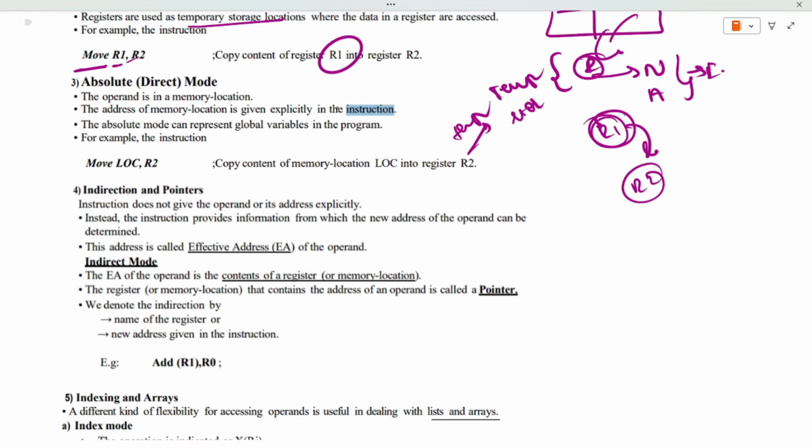Absolute mode is nothing but you are using a memory location whose address is given in the instruction, that is move LOC, R2, that is move the memory location LOC into R2. You are moving LOC into R2, that is the absolute direct mode.